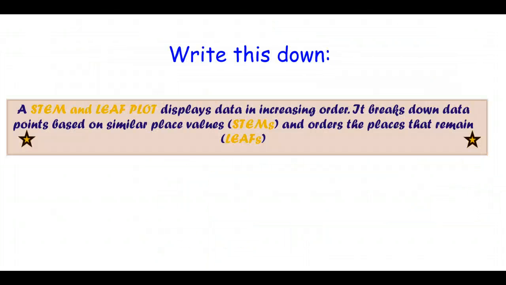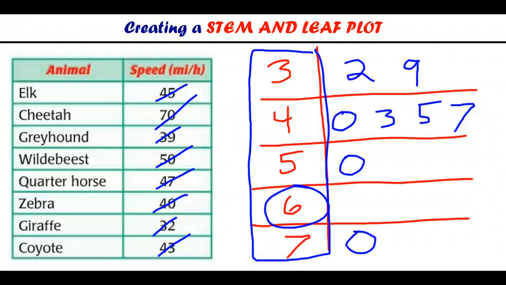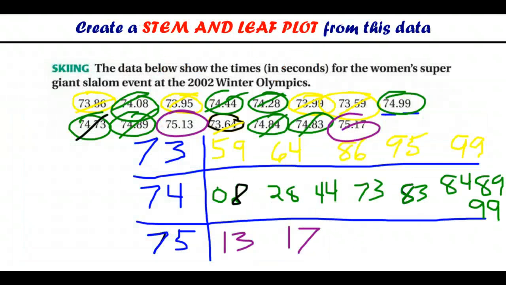So as a brief reminder, a stem and leaf plot is a type of data representation where we order the data from least to greatest. And we break down data into smaller points based on, in these cases, similar place values, and then we order the places that remain into leaves that branch off of the similar stems.